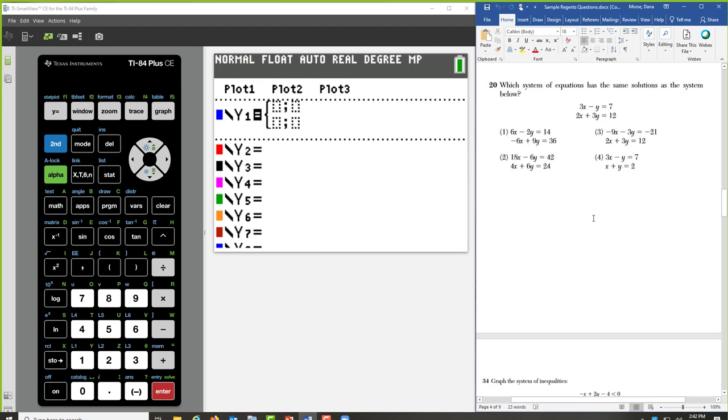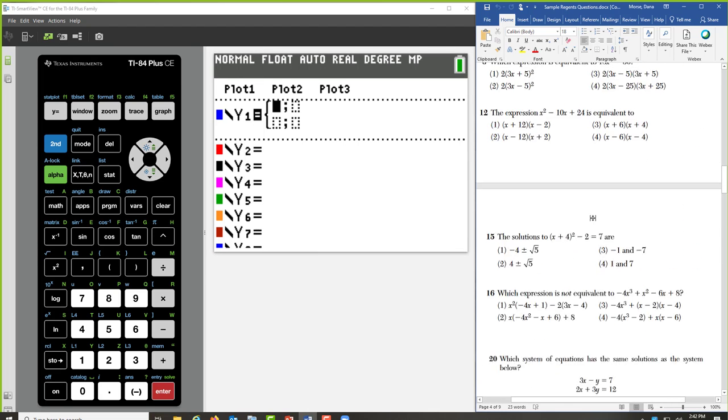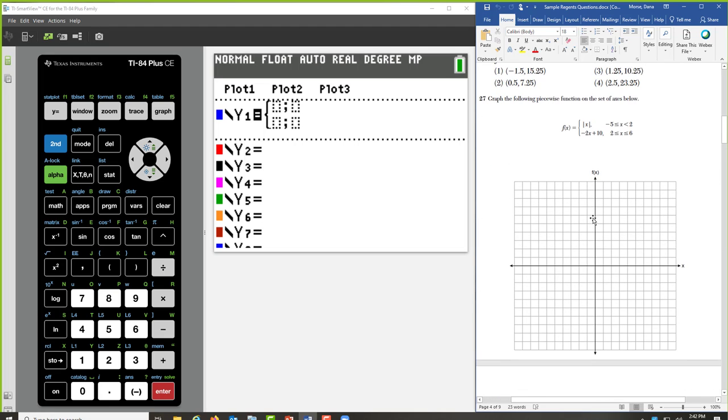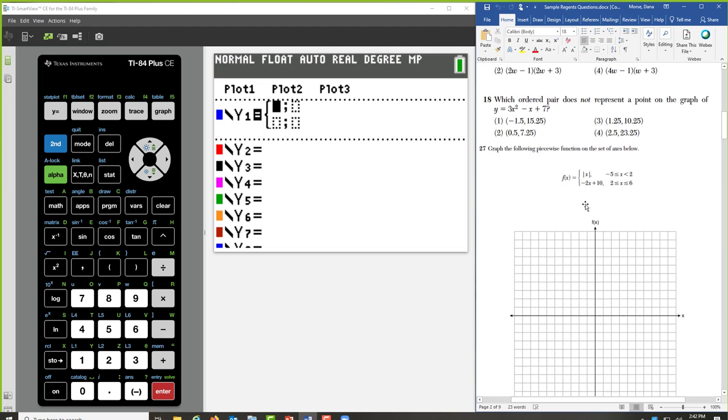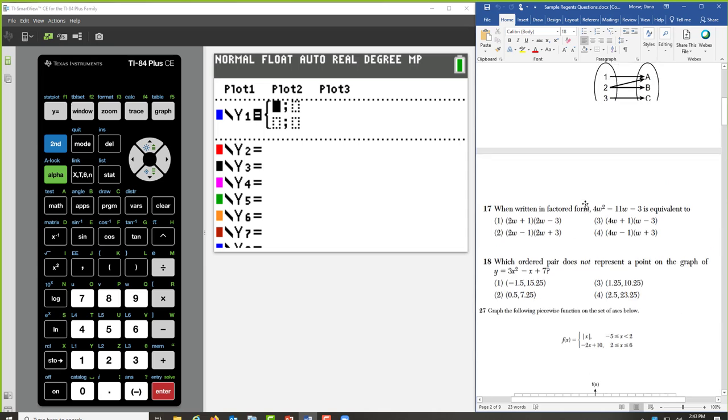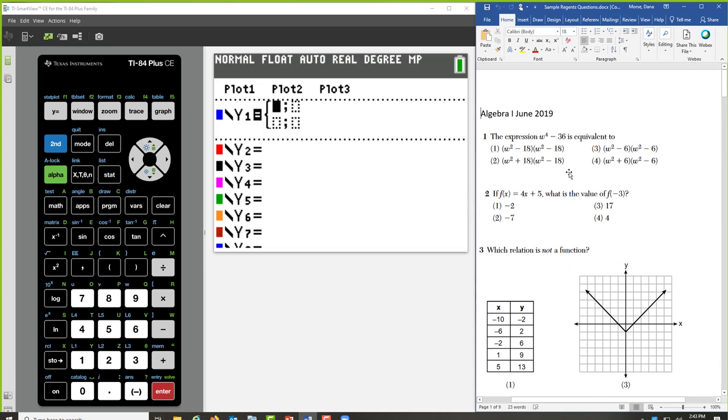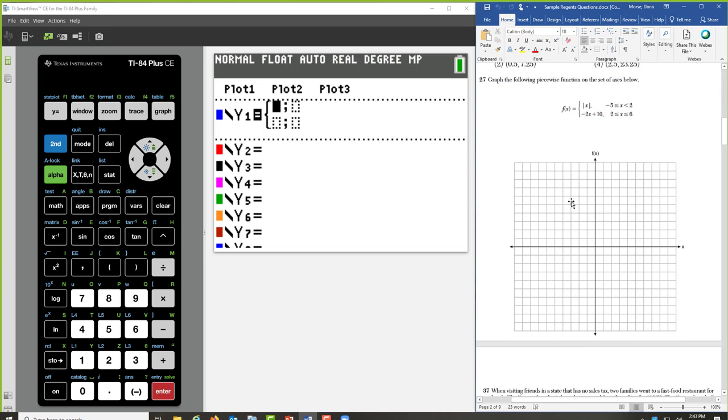So, in our state exams, are there piecewise questions? Right there. Question 27 from that first exam we were looking at, June 2019. Question 27, absolute value of x for all values of x greater than or equal to -5 but less than 2, and -2x plus 10 for all values of x greater than or equal to 2 but less than or equal to 6.